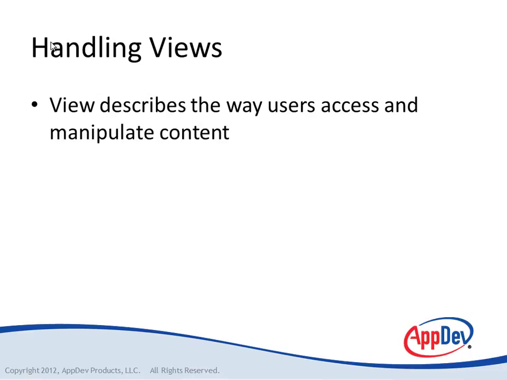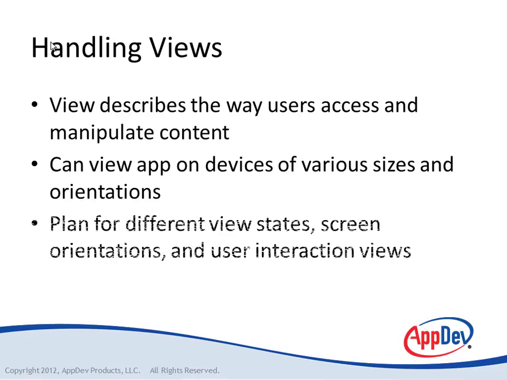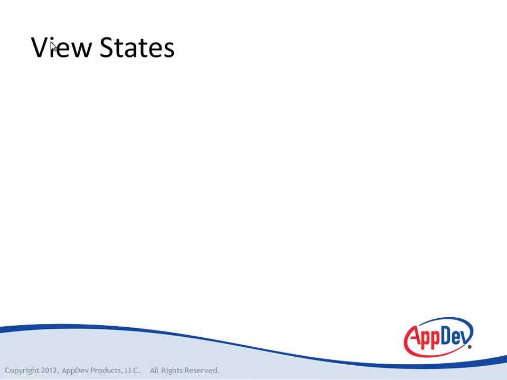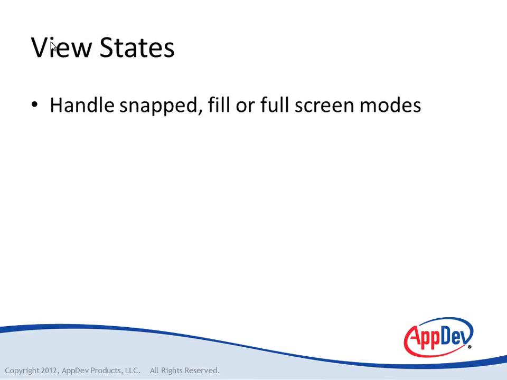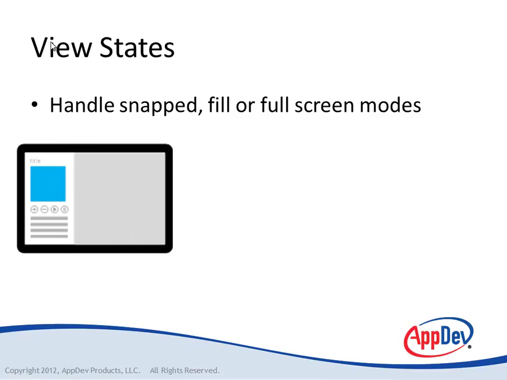A view describes the way users access and manipulate content in your application. They can view your app on devices of various sizes and orientations, and you need to plan for different view states, screen orientations, and user interaction views. For example, let's talk about view states. Your application needs to handle the snapped, fill, or full screen modes. Here is the snapped mode.